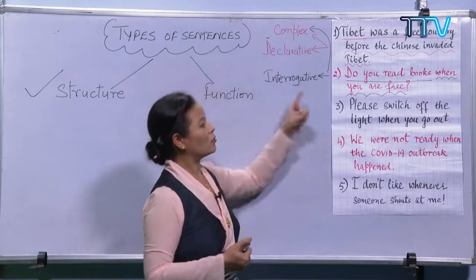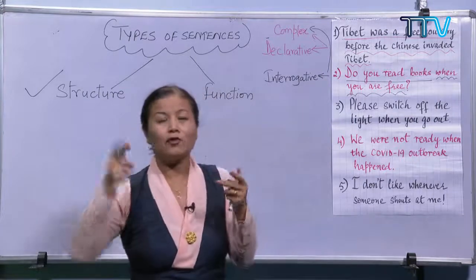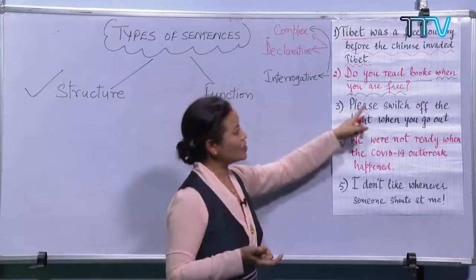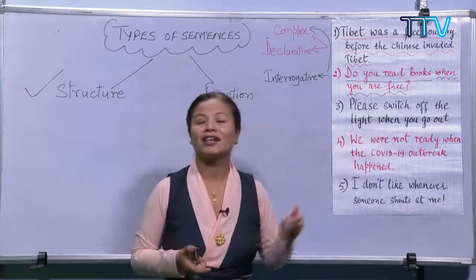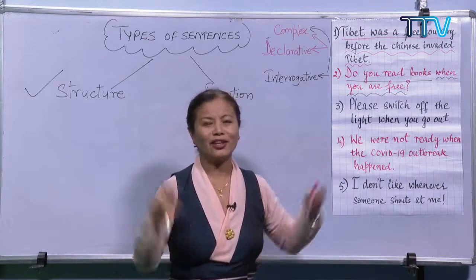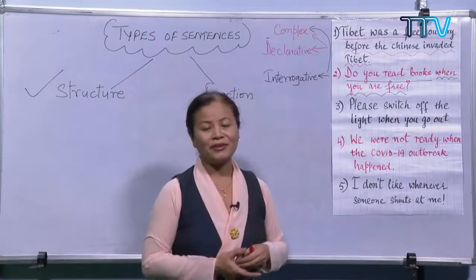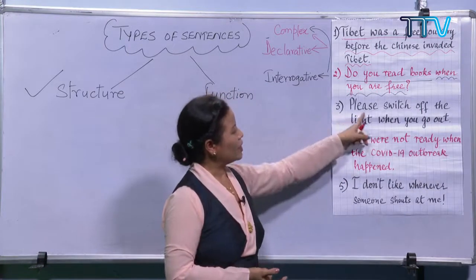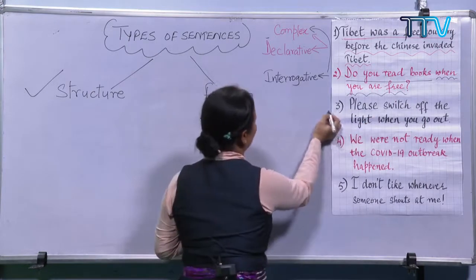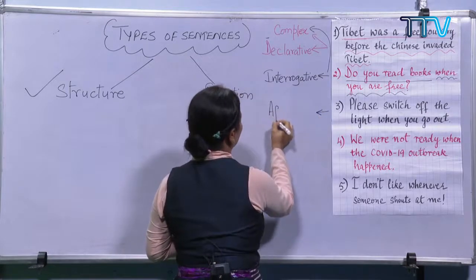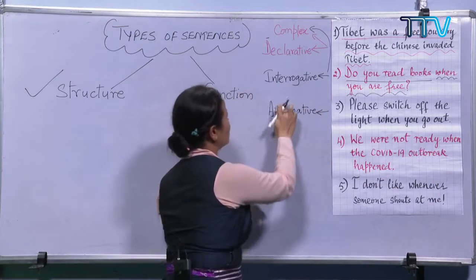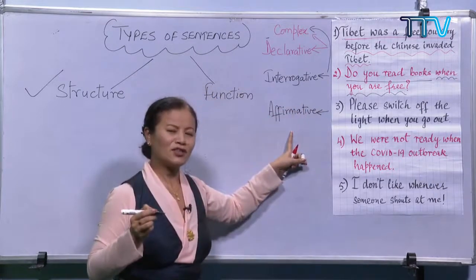So when you go out or when you don't have work at home, you don't need it, so please don't forget to switch off the light. So please switch off the light when you go out. That's a request. Or you can just command, switch off the light when you go out. Again this is an affirmative sentence. Please switch off the light when you go out. This is an example of an affirmative sentence. So based on structure or function?